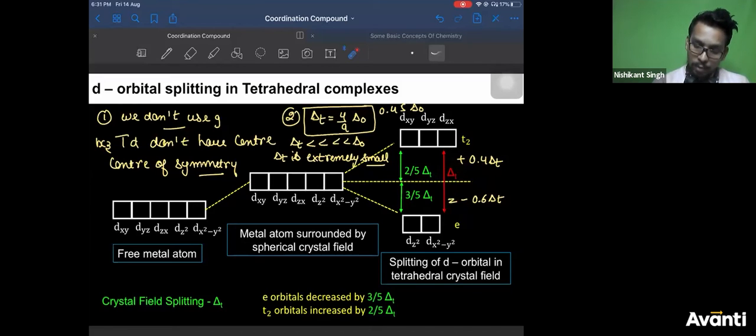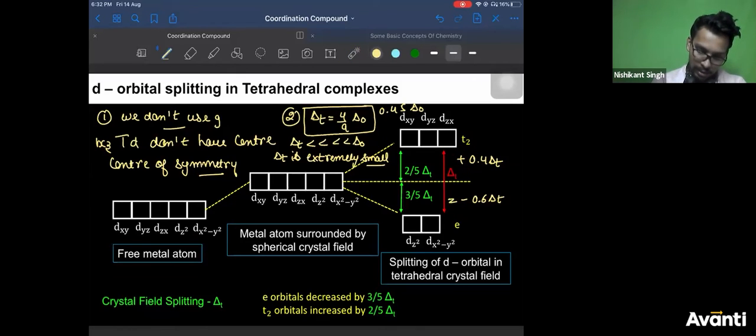If this gap is very small, it means T2 and E are very close to each other, so the electron can easily jump from E to T2. E से T2 में इलेक्ट्रॉन जंप करा सकते हैं. I told you, delta more means back pairing is more. Here delta is less, so back pairing is less. In fact, back pairing is not there. Tetrahedral is observed when there is no back pairing. So the electron can easily jump from E to T2.